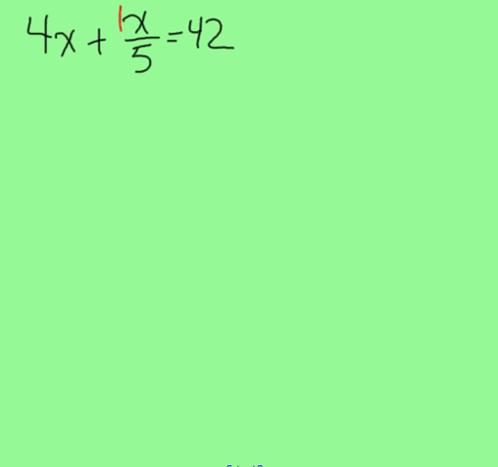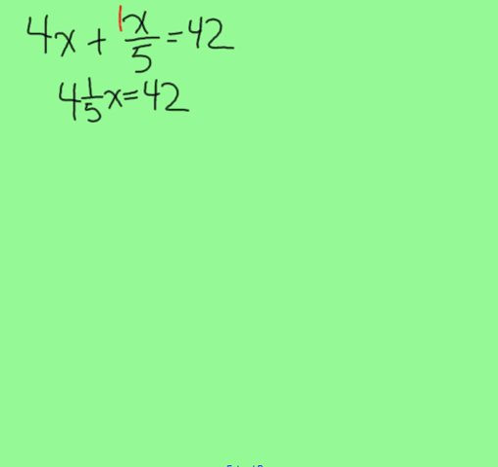Now, you will want to use your fraction button for this because we want to get this with fractions. That's the instructions that I'll be asking you. So on my calculator, I'm adding 4 plus 1 fraction 5. And I'm getting 4 and 1/5. 4 and 1/5 x equals 42.